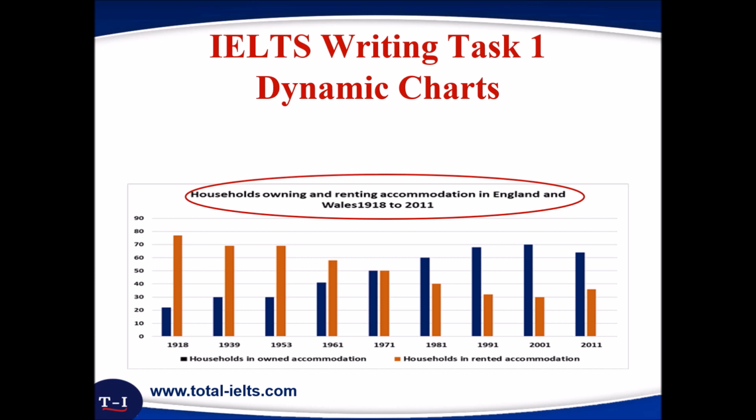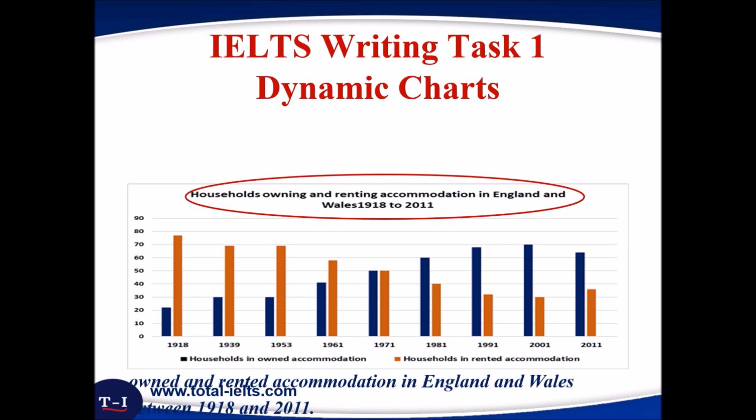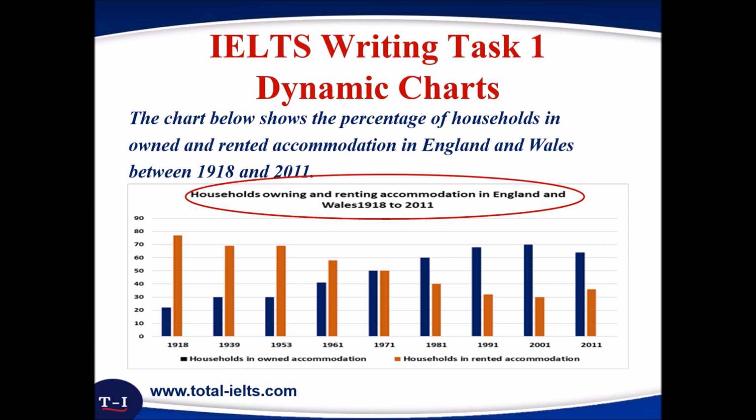Here the title of the bar chart says Households Owning and Renting Accommodation in England and Wales 1918 to 2011. So a paraphrase of this would be, the chart below shows the percentage of households in owned and rented accommodation in England and Wales between 1918 and 2011.